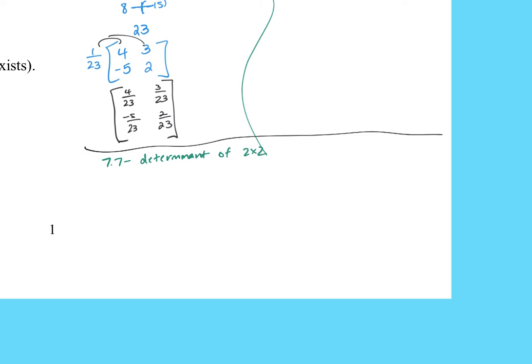2 by 2, which is the easy fish one. 3 by 3, the one that we did on the warm-up where you duplicate the columns. And minors and cofactors.